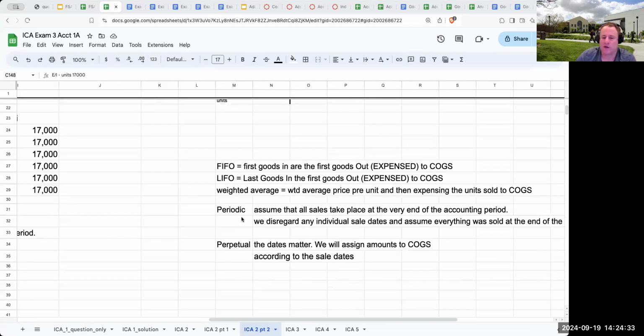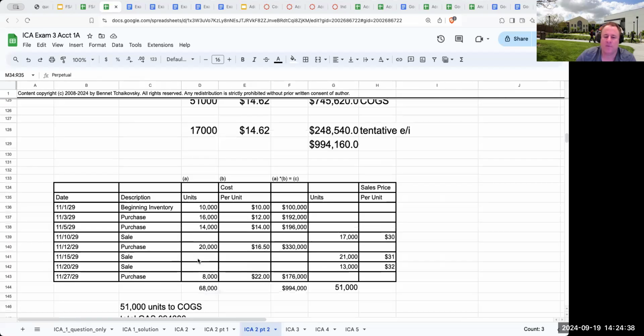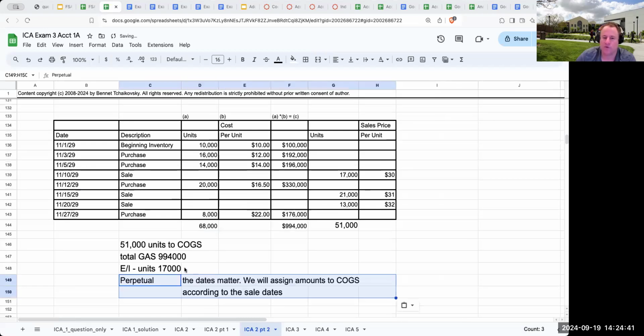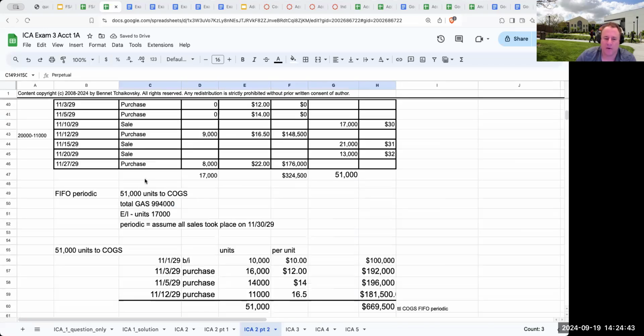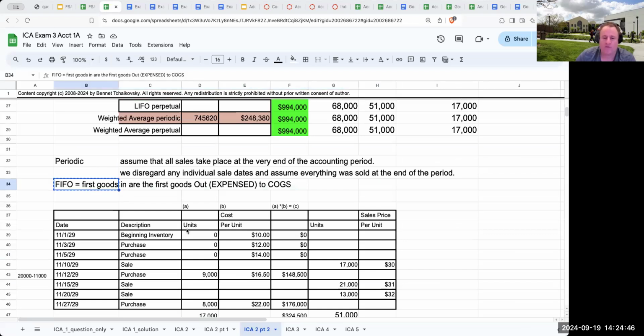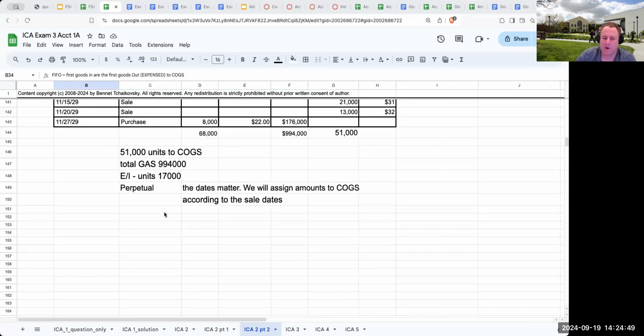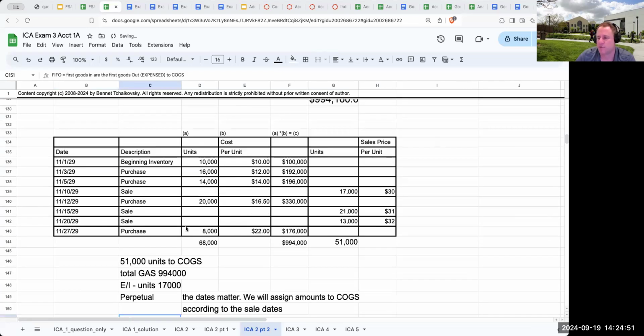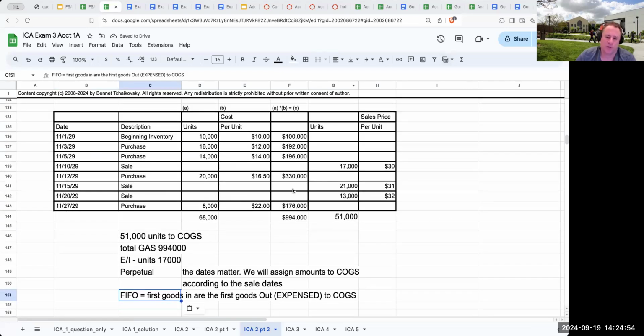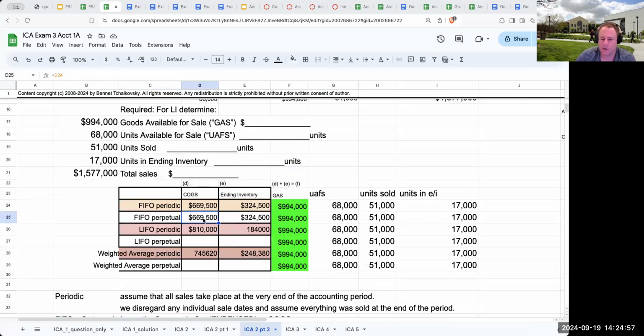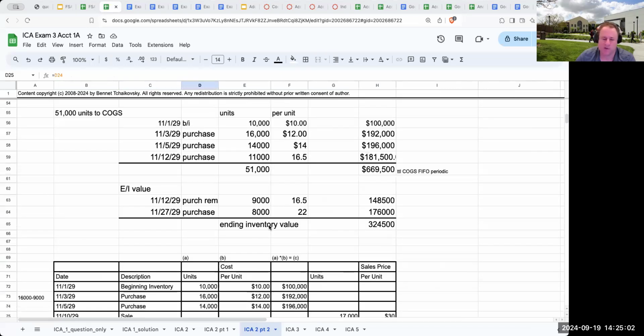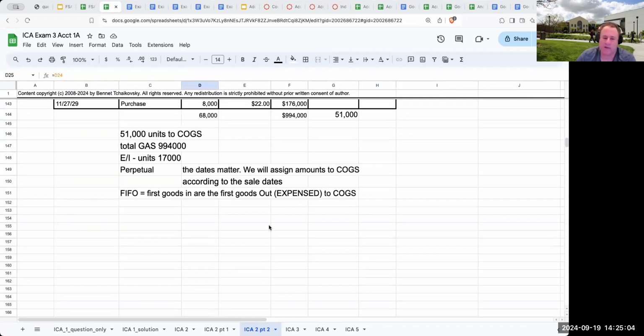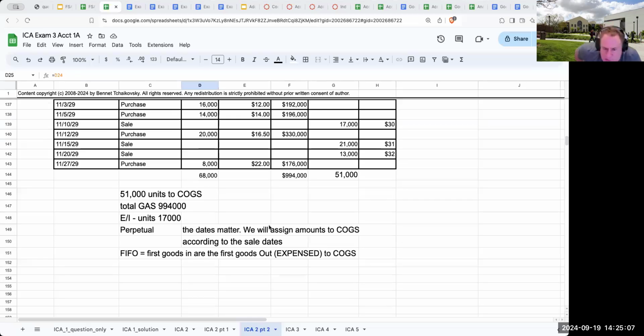However, in terms of perpetual, the dates actually matter. What does FIFO mean? Basically, FIFO means the first goods out are going to be the first ones expensed to cost of goods sold. One of the things I showed you was that when I filled in this chart, whatever periodic is, perpetual is going to be the same. So let's get a little bit of practice with perpetual, even though we know it's going to be the same number. So first in, first out.